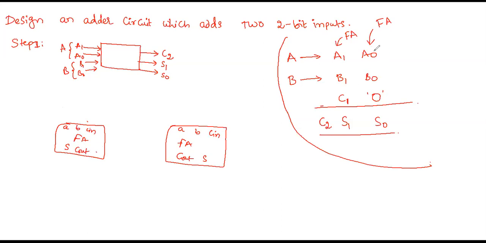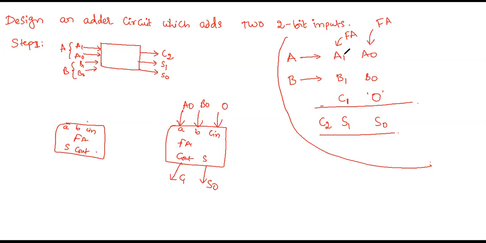Now look, in the first full adder, A is assigned to A0, B is given to B0, C in is given to 0. Okay. Then when you add these three bits, it will produce sum, that is S0, and it will produce a carry, that is C1.